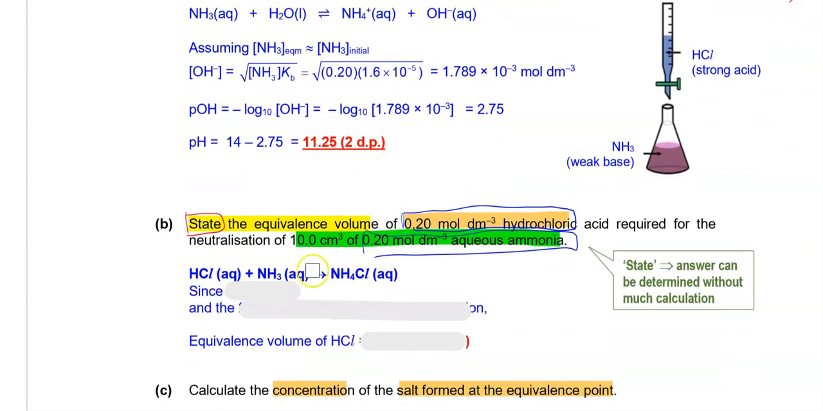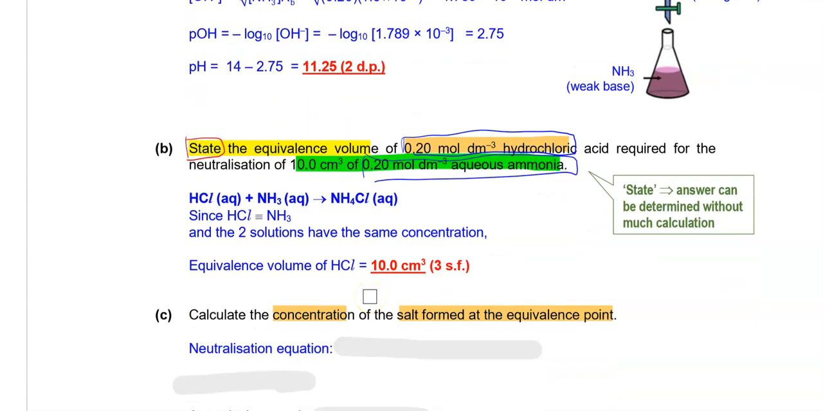Since the mole ratio is 1:1, and the two solutions have the same concentration, the equivalence volume will be the same volume of HCl reacting with the same volume of NH3 because they have the same concentration. Okay, so that's part B. In this case, you can see I did not do any calculation, I just simply stated. Now, to calculate the concentration of the salt formed at equivalence point.